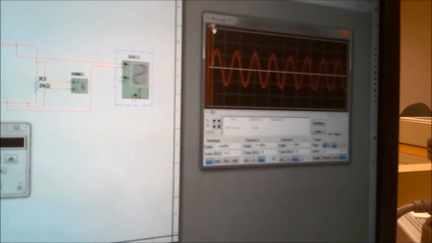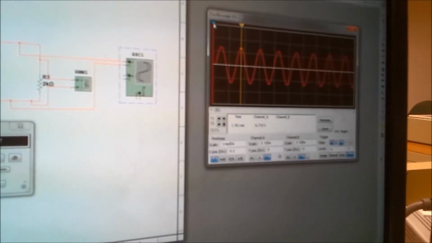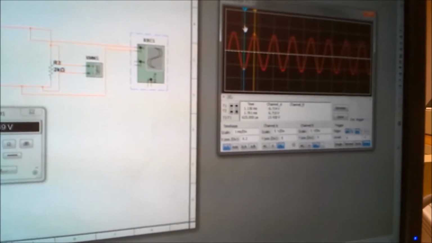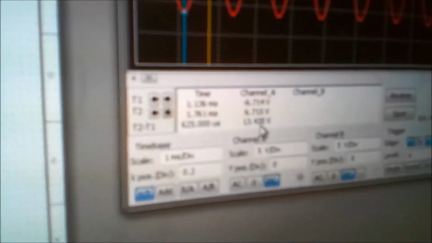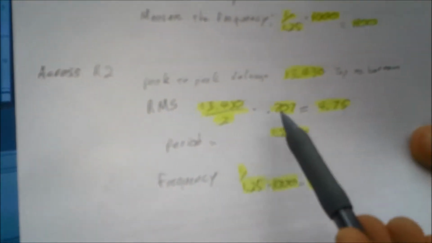The first thing we're going to measure is our voltage peak to peak. You can see down here that we're getting 13.43 volts. Then to get our RMS measurement, we take our peak to peak voltage, divide it by 2, and multiply it by 0.707, and we'll get 4.75.